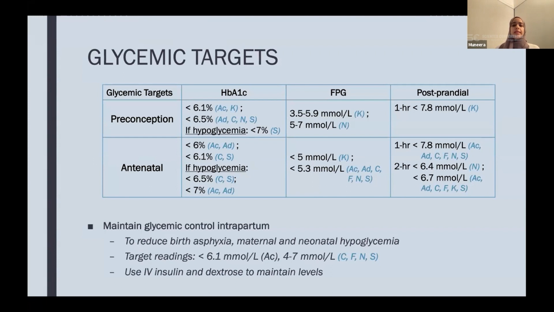We also need to maintain glycemic control intrapartum. We'd like to reduce birth asphyxia and maternal and neonatal hypoglycemia. We'd like a target of between 4 to 7 millimoles per liter. In order to maintain such values, we can use IV insulin or dextrose.